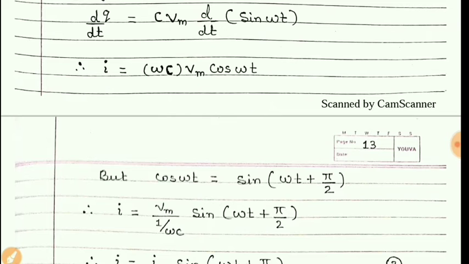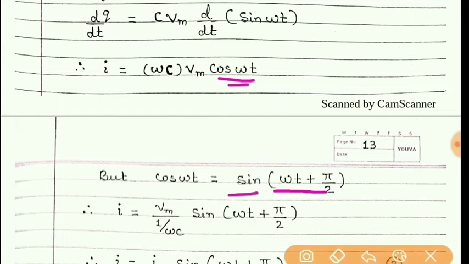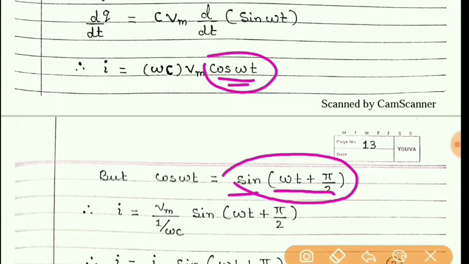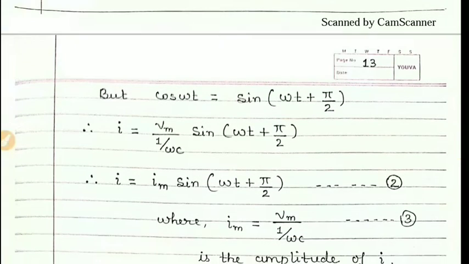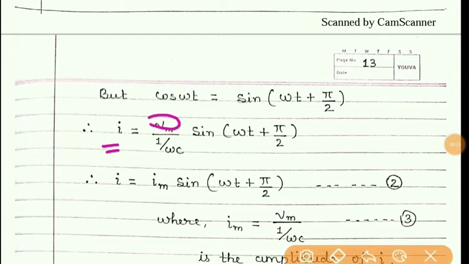Now cos omega t can be written as sin omega t plus pi by 2 according to the rules of trigonometry. So now writing cos omega t is equal to sin omega t plus pi by 2, we can write this equation as I is equal to Vm upon 1 upon omega C, sine omega t plus pi by 2.